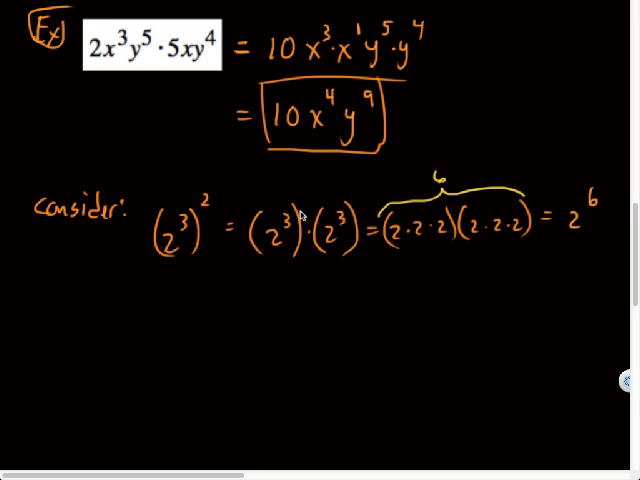So this 6 could have come as a result of 2 to the 3rd times 2 to the 3rd, which by my previous property is just 3 plus 3 is 6. But we just realized as a shortcut, if I have a power raised to another exponent, we can actually just multiply those, right? That's the suspicion. And it turns out it's an accurate answer. So this is going to be called the power of a power property. Power of a power.